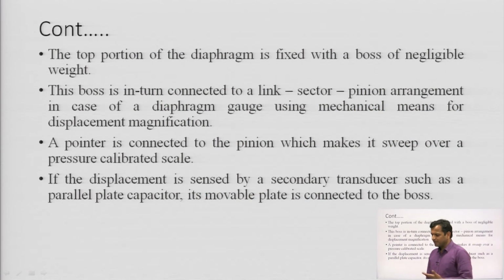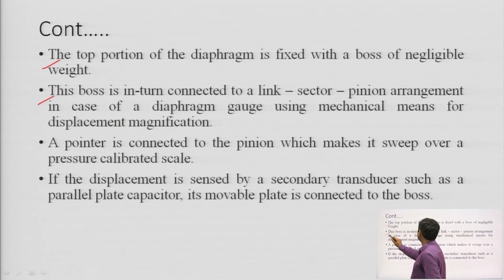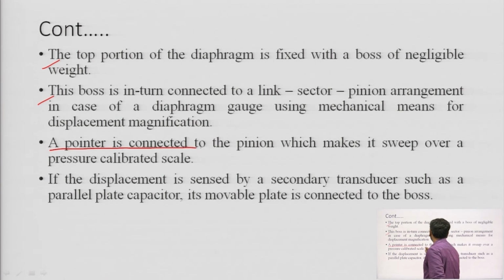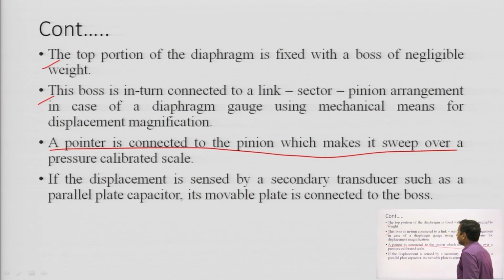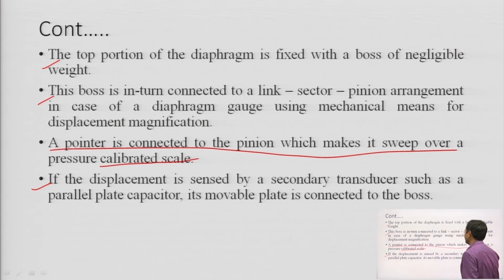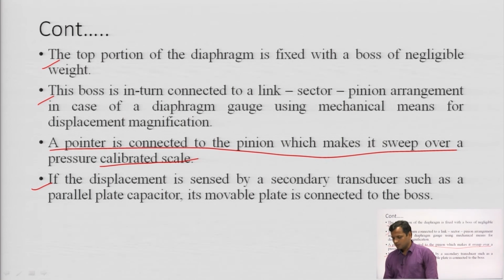In that, as I have already told you, the top portion of the diaphragm is fixed with a boss of negligible weight. This boss is in turn connected to a link sector, which is the pinion arrangement. The pointer is connected to the pinion, which makes it sweep over the pressure calibrated scale. So, the pointer moves according to the applied pressure, and if the displacement is sensed by a secondary transducer, then it can be changed into an electric output.